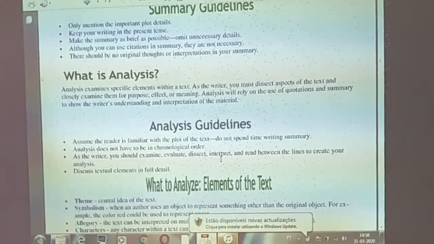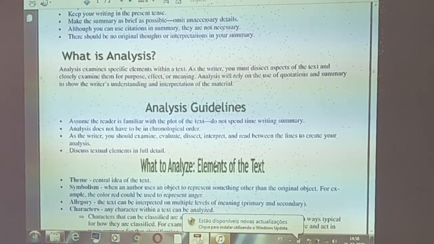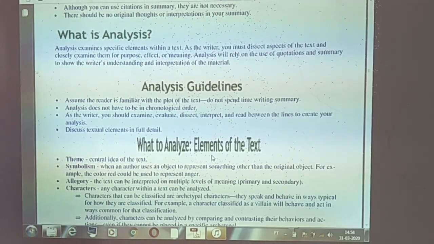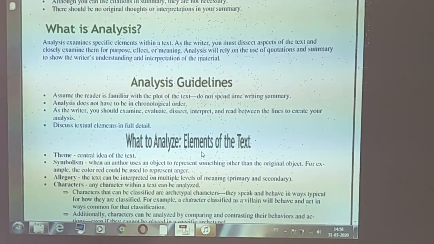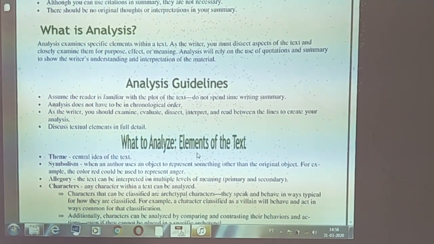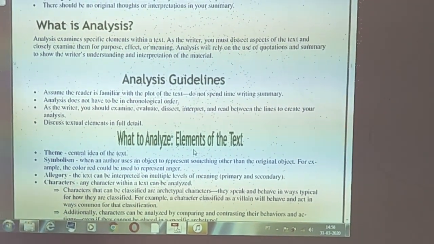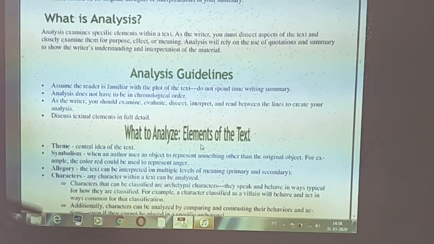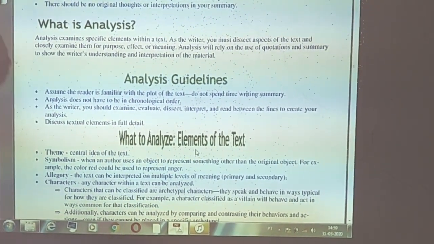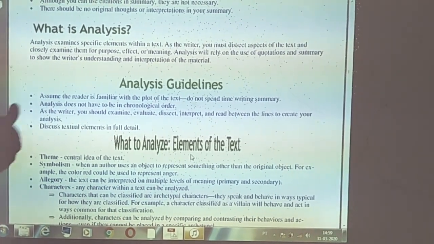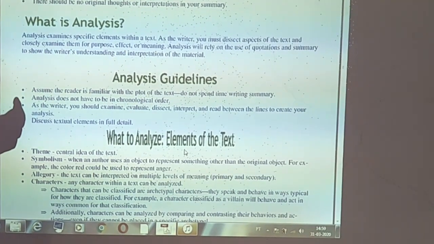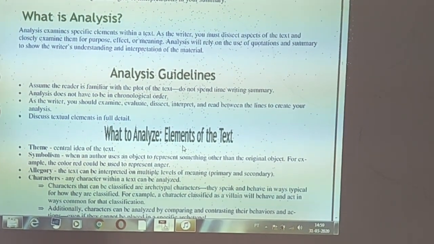All right? So, if you examine what these ideas are, we assume the reader is familiar with the plot of the text. So if you know the plot of the text, all right, you don't have to spend time writing the summary. You don't have to write the summary of the text again, all right? You don't have to put your information in chronological order, like to follow the sequence of the story. You don't have to follow the plot.